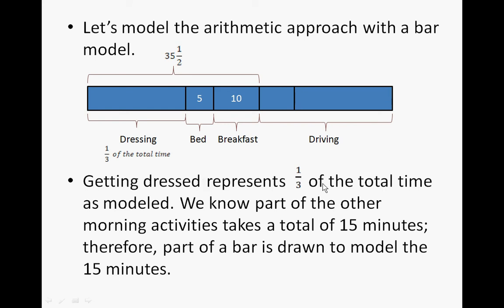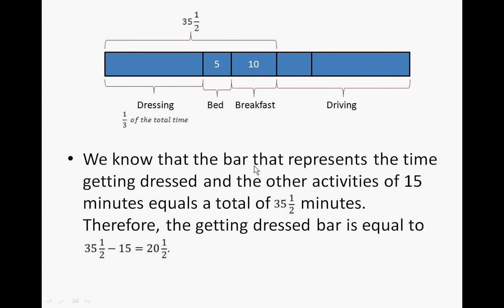So getting dressed represents 1/3 of the total time. We know the other morning activities take 15 minutes, the 5 plus 10, and therefore part of the bar is drawn to model the 15 minutes. So we know that the bar represents the time getting dressed, and the other activities of 15 minutes equals the total time of 35.5 minutes. So that's this right here. Therefore, the getting dressed bar is equal to 35.5 minutes minus the 15 minutes. So that leaves us with 20.5 minutes. So the dressing part is 20.5 minutes.